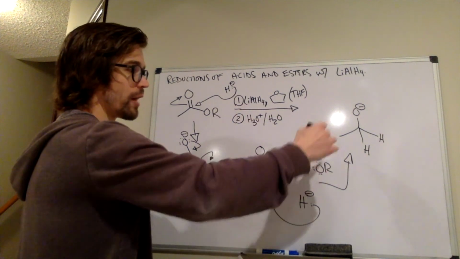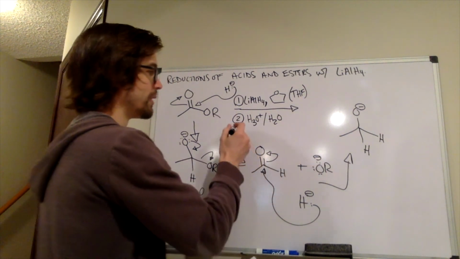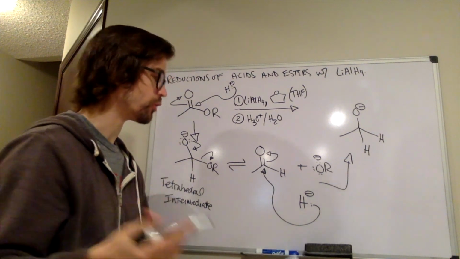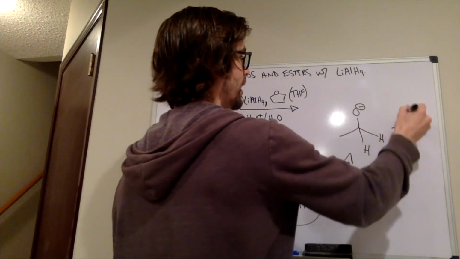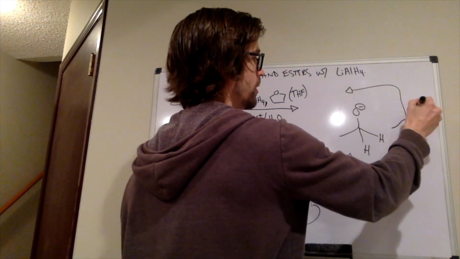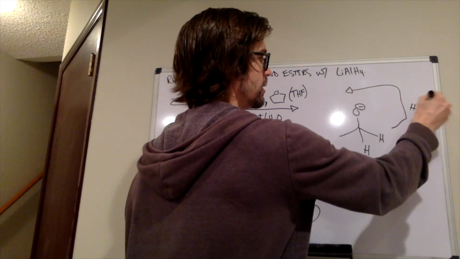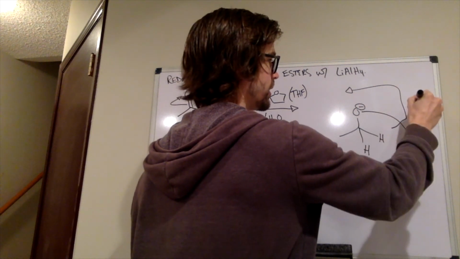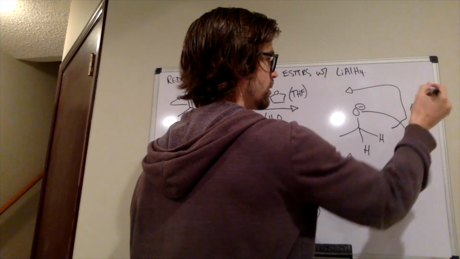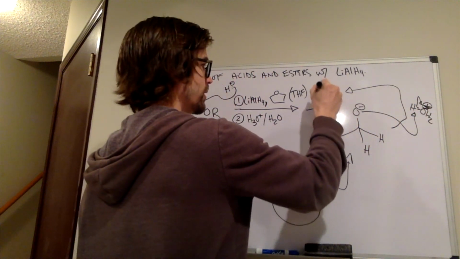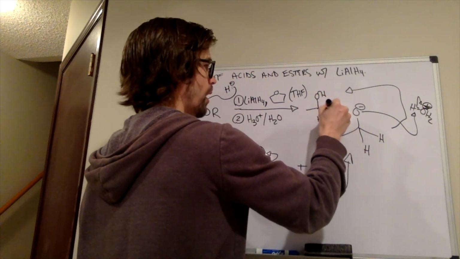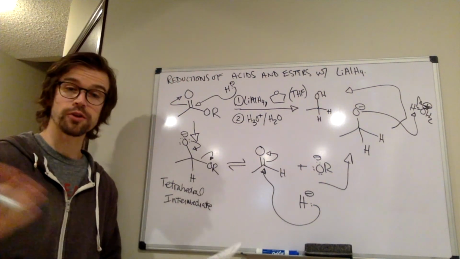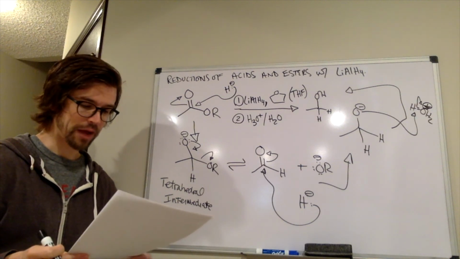This is an endpoint where we're not going backwards anymore, but the last thing we're doing is trying to isolate this sample. And remember, we need things to be neutral when we isolate them. So the last thing is we're just adding some H3O plus to this. That's going to lead to just an acid-base transfer to give us our alcohol product. So that's how that works with lithium aluminum hydride.